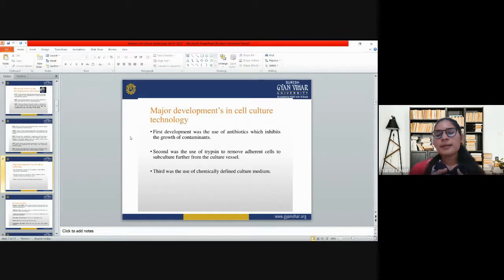So the first development was the use of antibiotics, which inhibit the growth of contamination. Then the second was the use of trypsin to remove adherent cells to subculture them further from the culture vessels. And the third was the use of chemically defined culture medium.